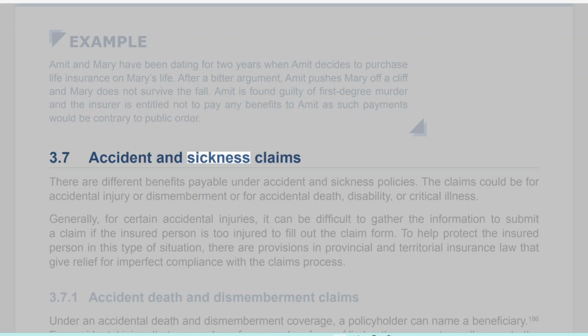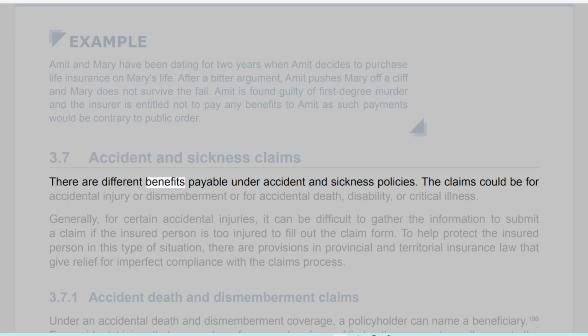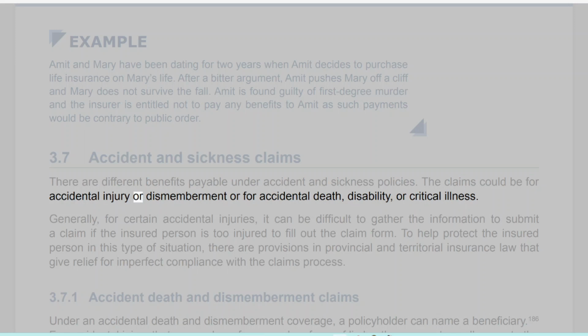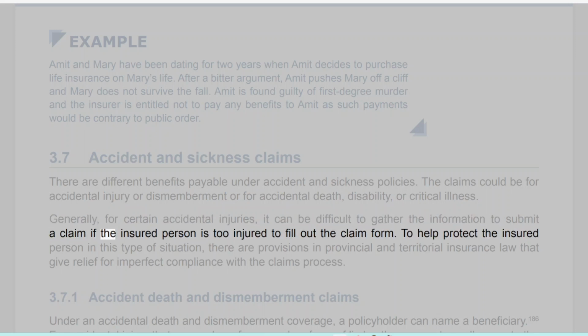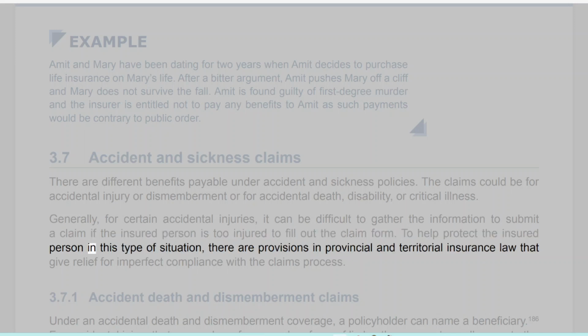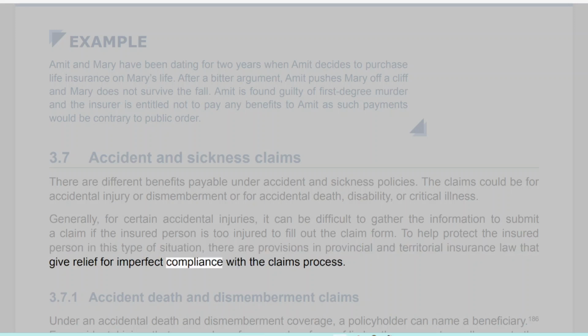3.7 Accident and sickness claims. There are different benefits payable under accident and sickness policies. The claims could be for accidental injury or dismemberment or for accidental death, disability, or critical illness. Generally, for certain accidental injuries, it can be difficult to gather the information to submit a claim if the insured person is too injured to fill out the claim form. To help protect the insured person in this type of situation, there are provisions in provincial and territorial insurance law that give relief for imperfect compliance with the claims process.